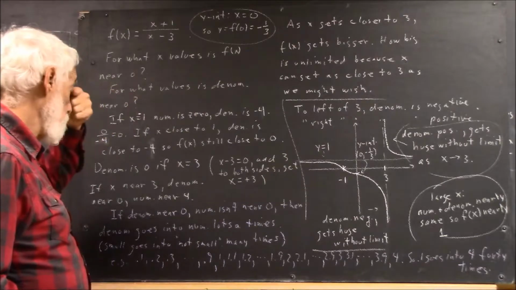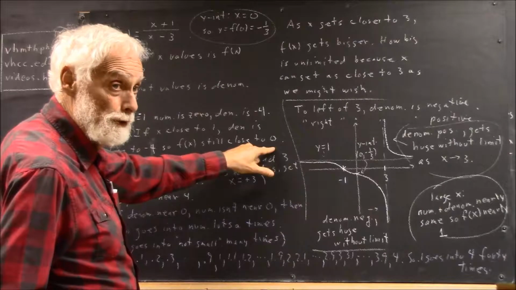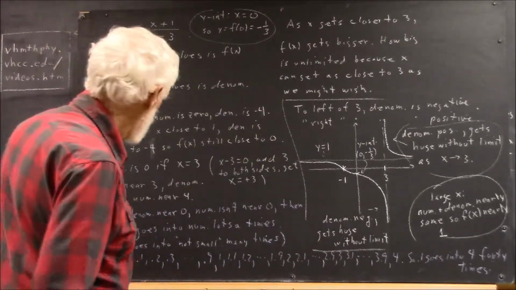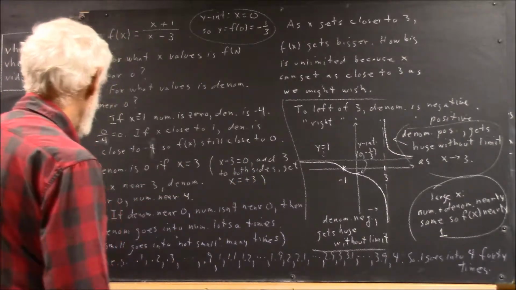The x plus 1, the numerator, will still be close to 0. So f of x is still going to be close to 0, because if you divide something close to 0 by something that's close to negative 4, you get something that's close to 0.